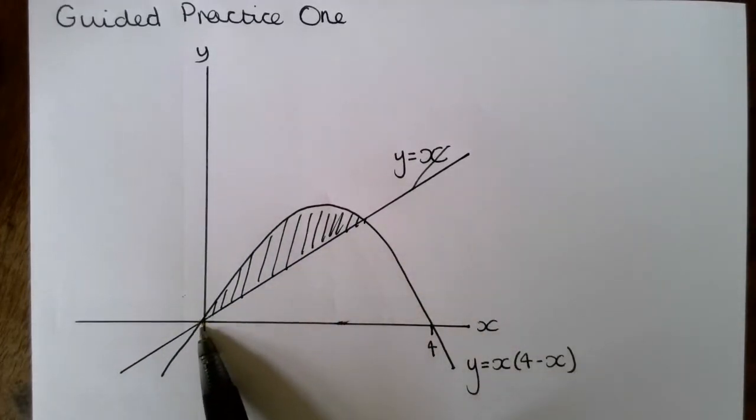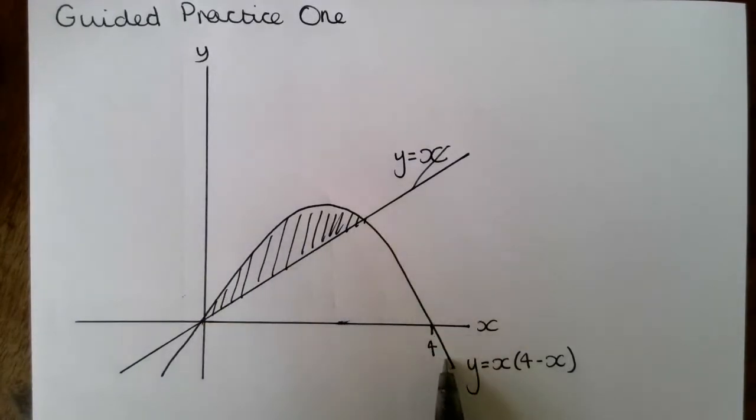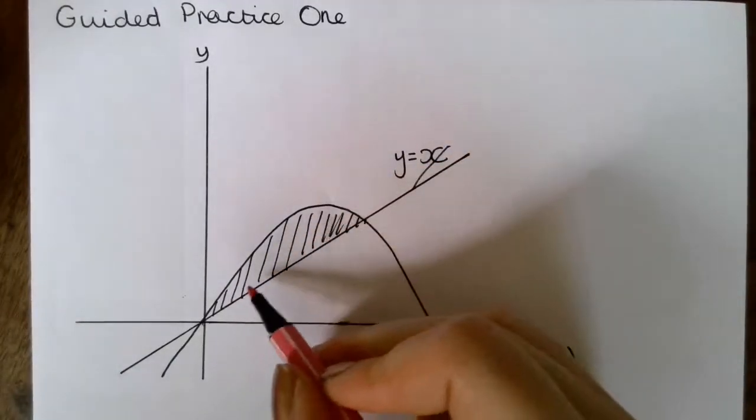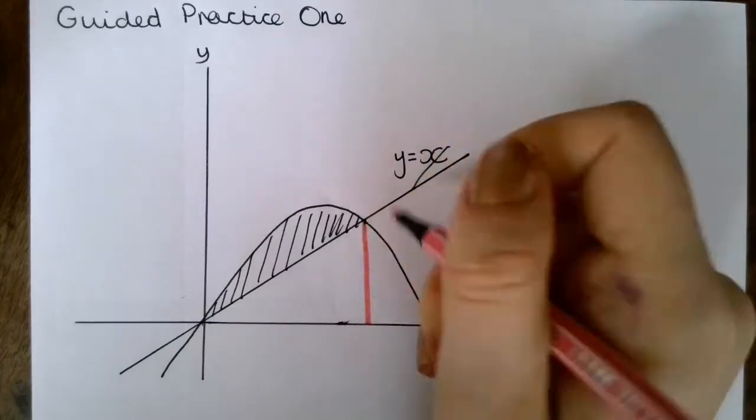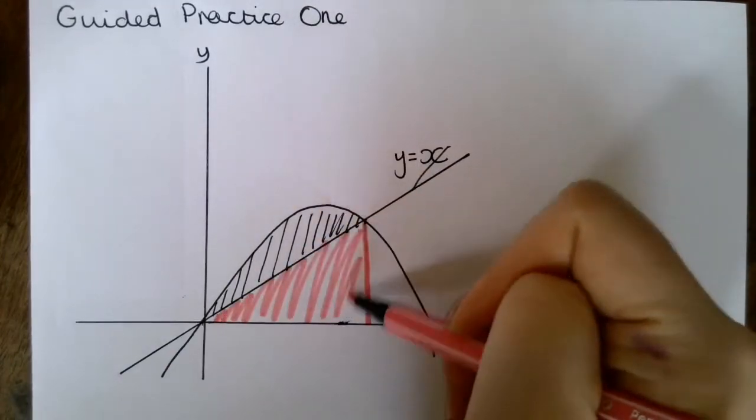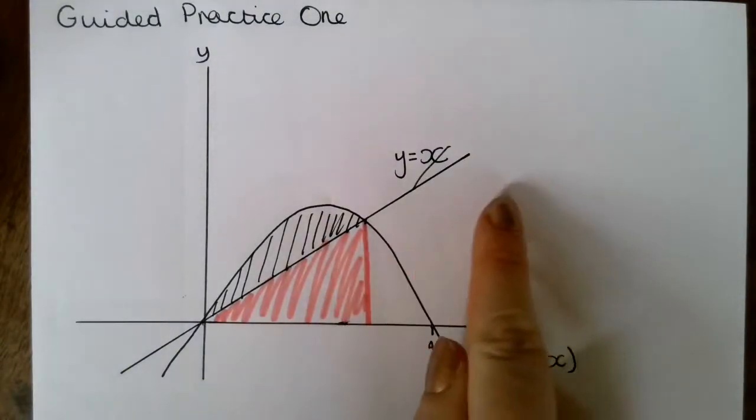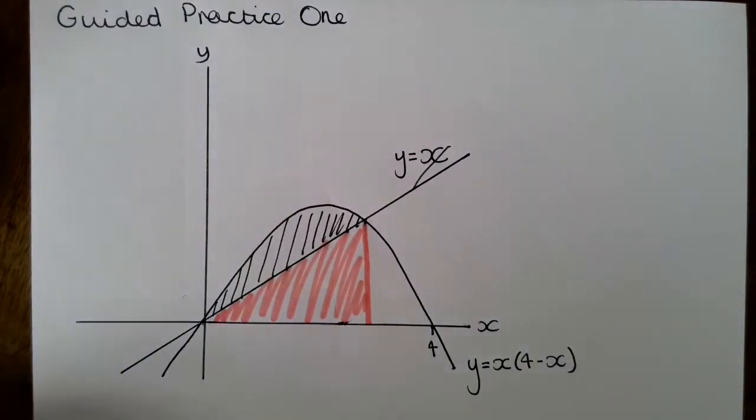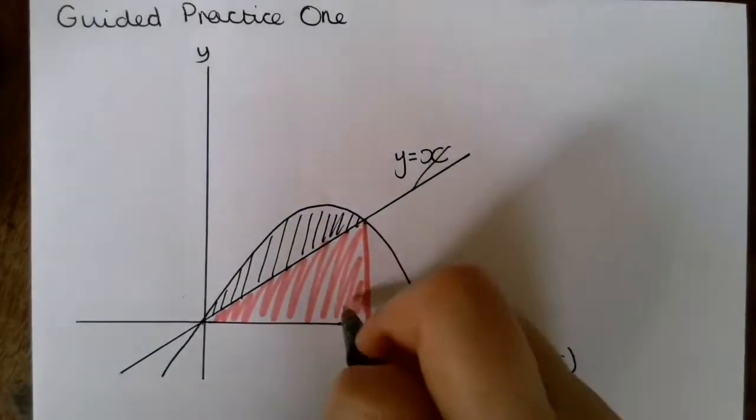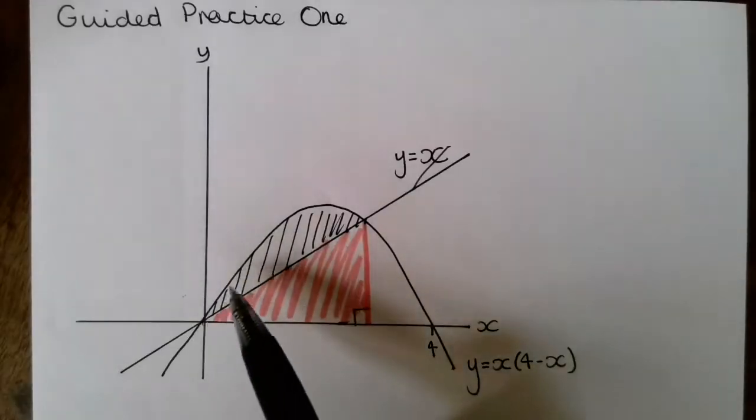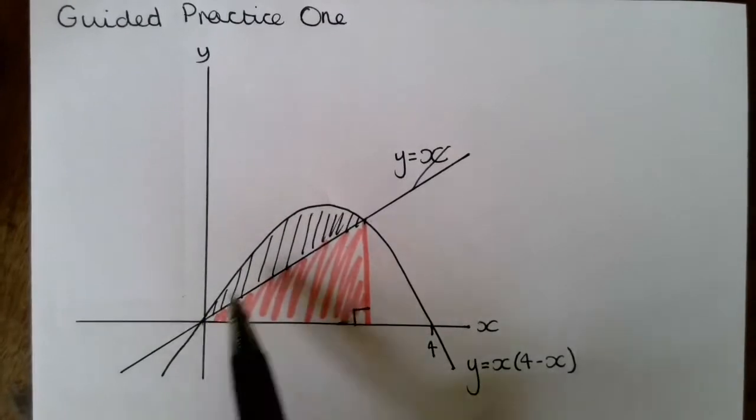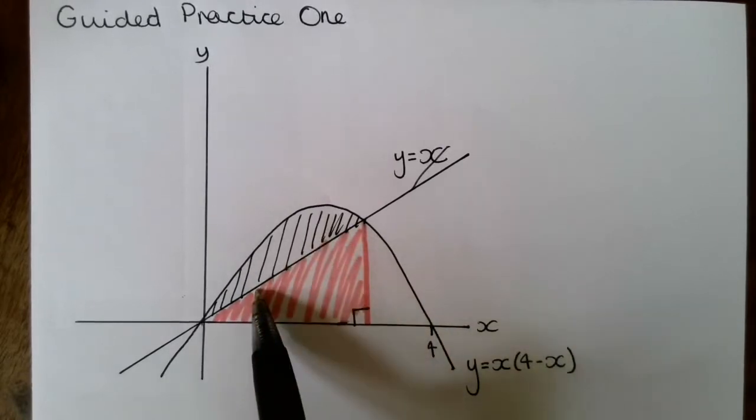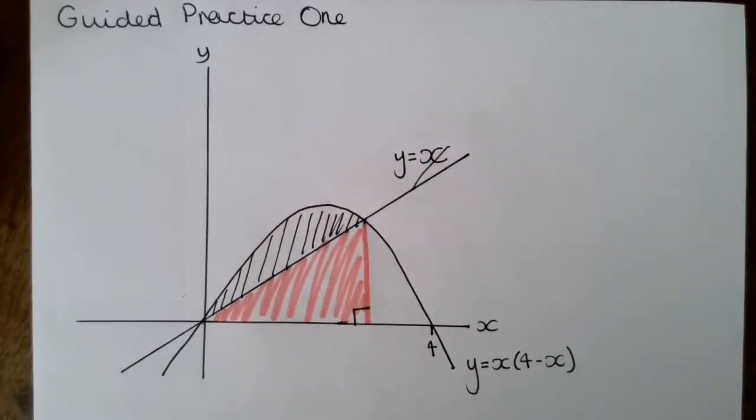So if we were to integrate from this point here to that point there, integrating the curve y equals x(4 minus x), we would get this shaded area, but we would also get all of the area underneath y equals x that's bounded by the x-axis. Now if you look at this pink shape that I've just drawn, that is actually a right angled triangle. We can integrate the curve from this point here to that point there to get the whole area and then just subtract that pink area.